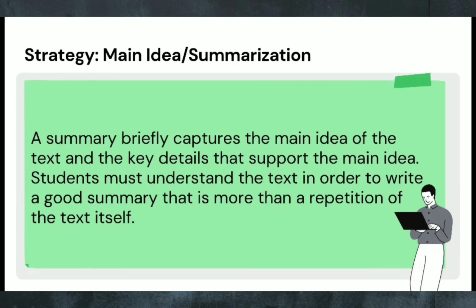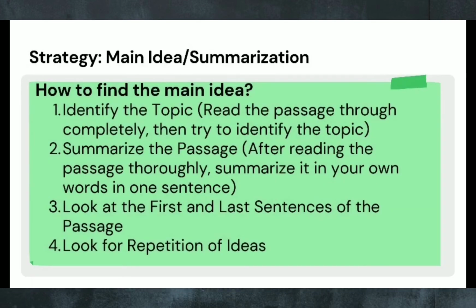Another strategy in reading expository text is getting the main idea, or summarization. A summary briefly captures the main idea of the text and the key details that support the main idea. Students must understand the text in order to write a good summary that is more than a repetition of the text itself. So how do we find the main idea?